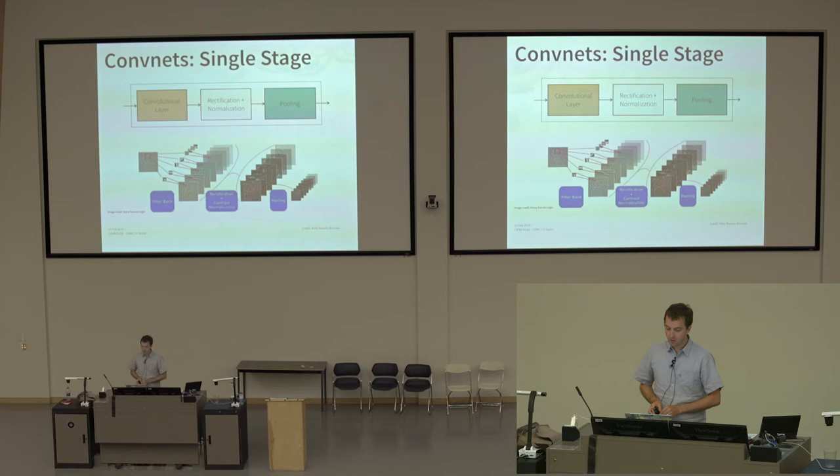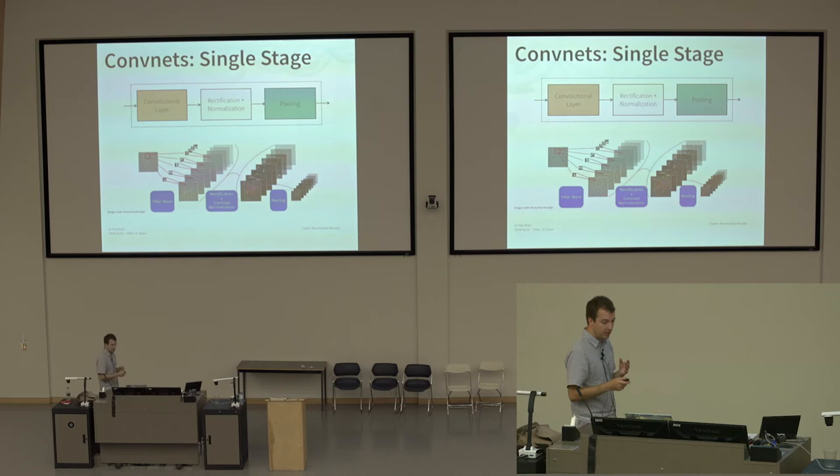Okay, so now that we've covered convolution, we've covered pooling, we've covered normalization of some sorts, we can put this together into the single stage of a convolutional neural net. So in a single stage, we've got these three operations: convolution, which is linear, some kind of rectification, typically the ReLU nonlinearity, plus some normalization, either local contrast normalization or batch normalization, like I explained, and then some kind of pooling, typically. That's a classical CNN stage.